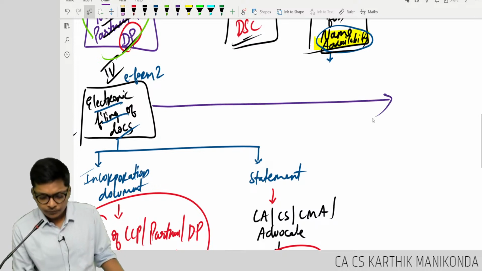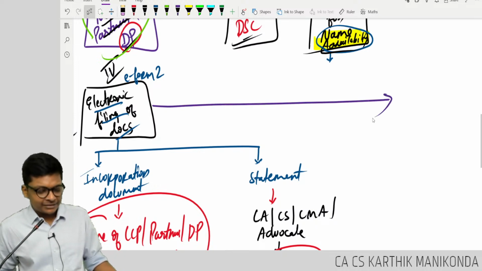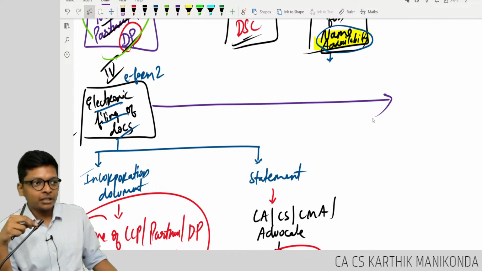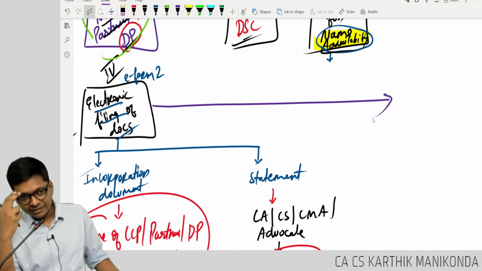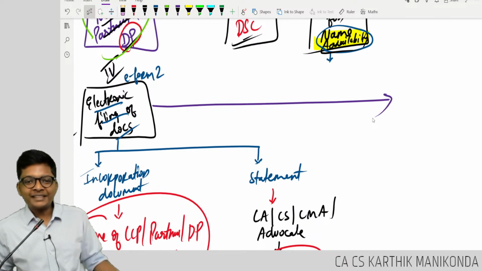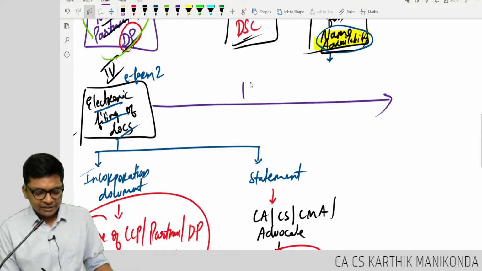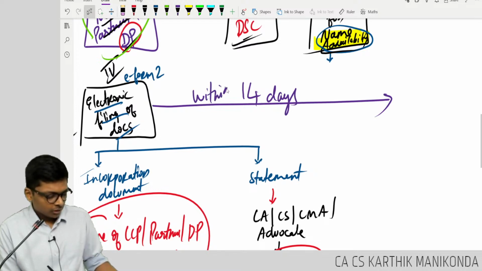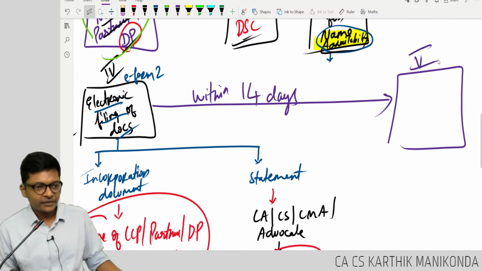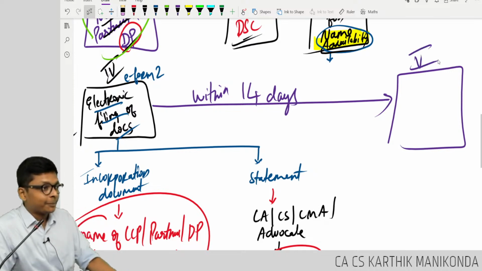Once step 4 is done, electronic filing of documents. Once you submit to ICAI for becoming a student, they respond within some few weeks. So here, within 14 days, is my next step. Step number 5, ROC will reply.